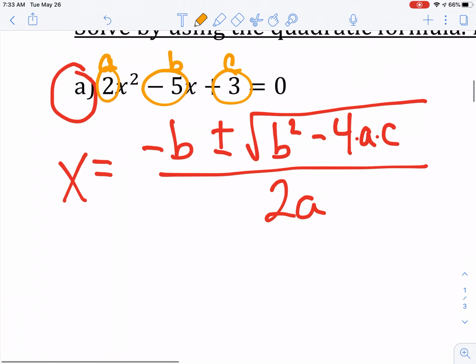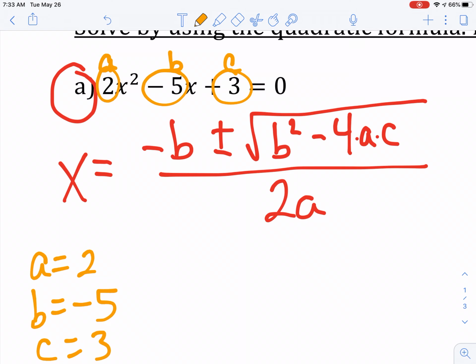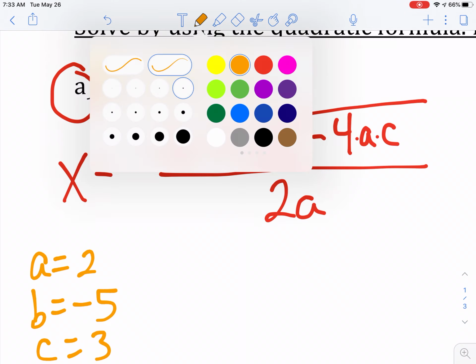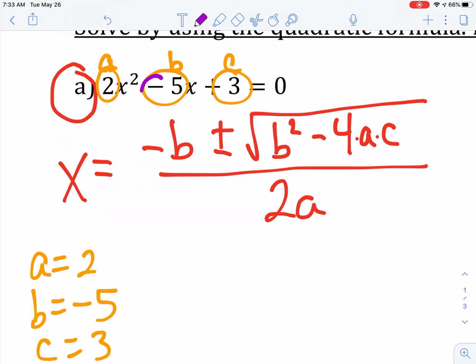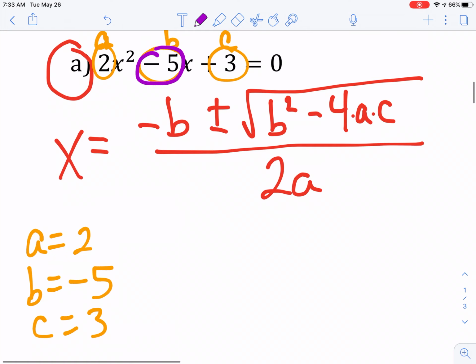So what I usually do is on the side, I'll write them down. I'll write a equals 2, b equals negative 5, and c equals 3. Very important. See this negative sign with the 5? That means b is negative 5, not just 5. You have to keep the signs with the numbers. So now we plug everything in.